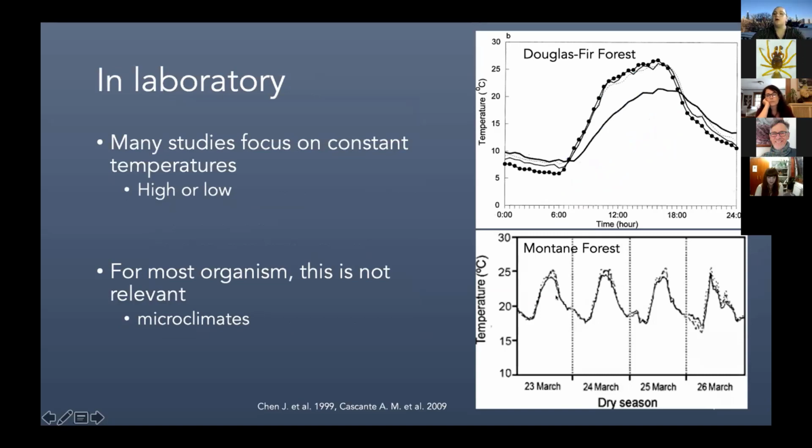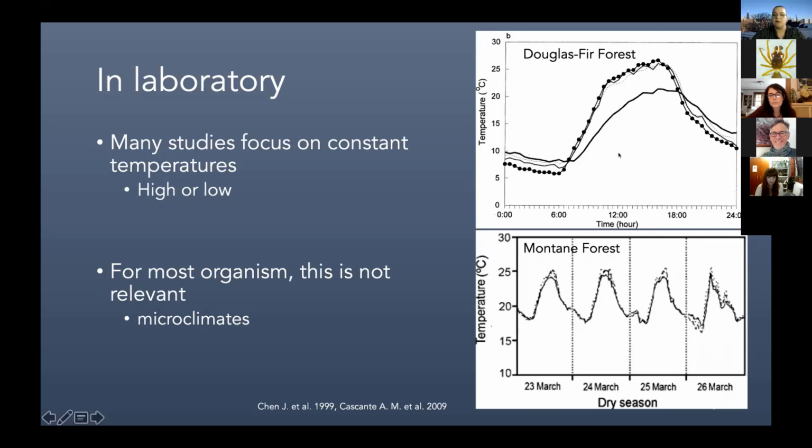So in the laboratory, a lot of times when we're looking at studies focused on temperature, we use a constant temperature because it's easy. We can just set an incubator at a specific temperature and leave it, right? So usually either a high or low temperature or both. But for most all organisms, this isn't relevant for their actual ecology, right?